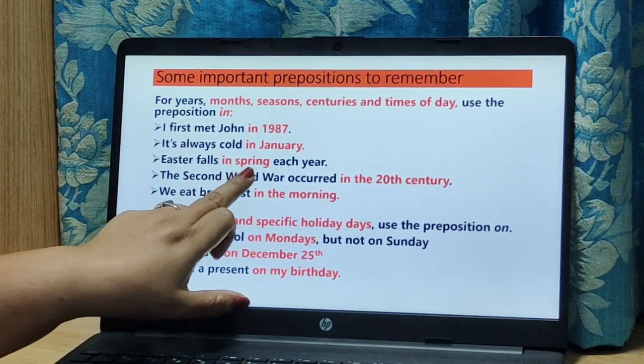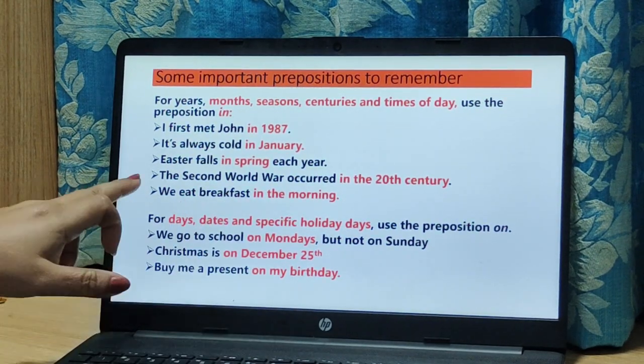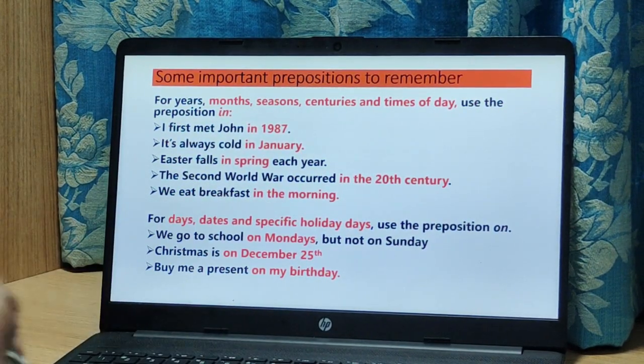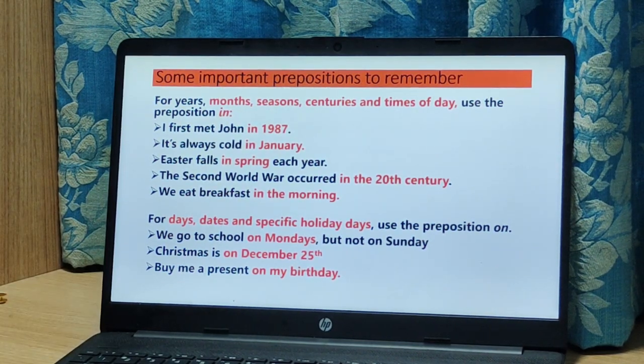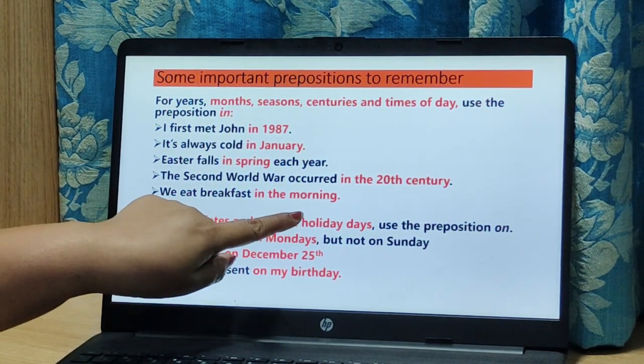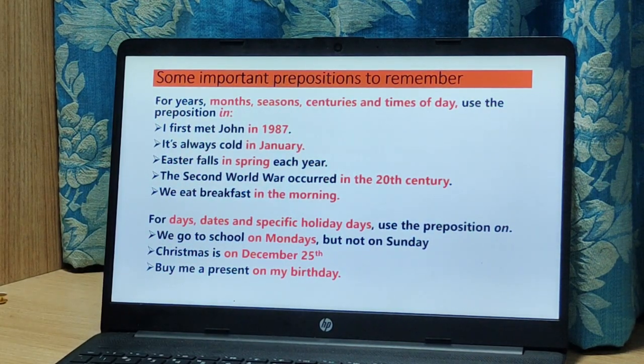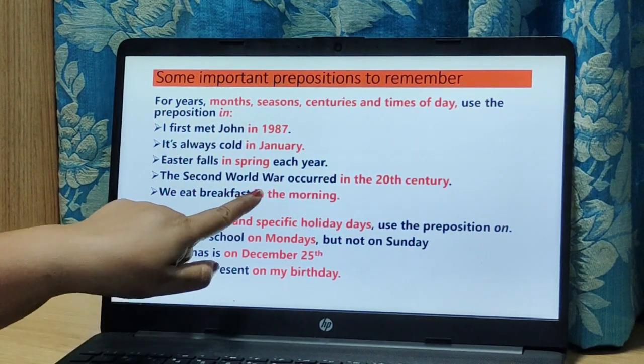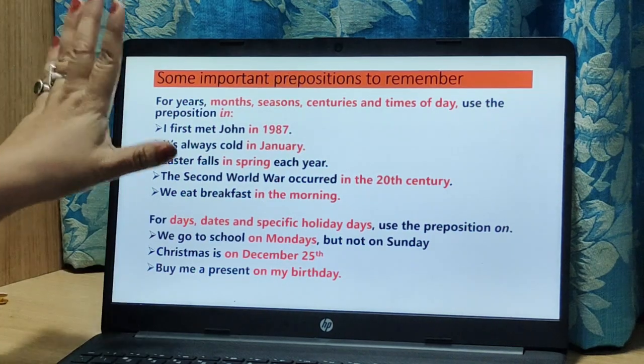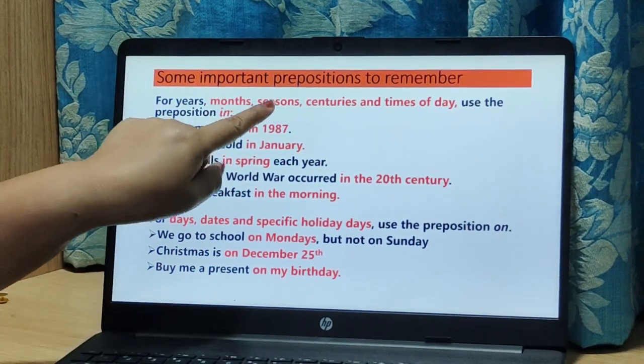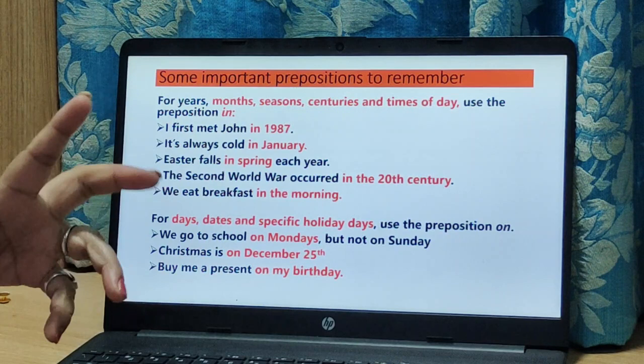Easter falls in spring each year. Or the Second World War occurred in the 20th century. Centuries will also take an "in" before them. We eat breakfast in the morning. We're talking about the times of the day. Alright, then also there will be an "in". So where do you normally have "in"? Months, seasons, centuries and times of the day.